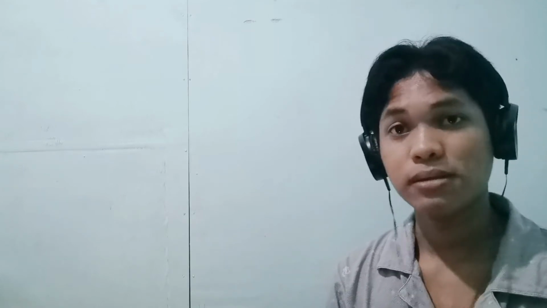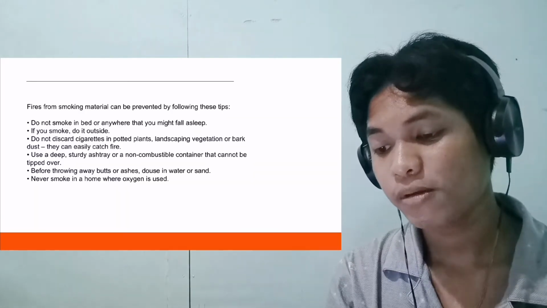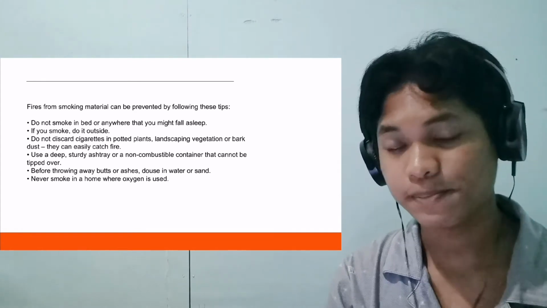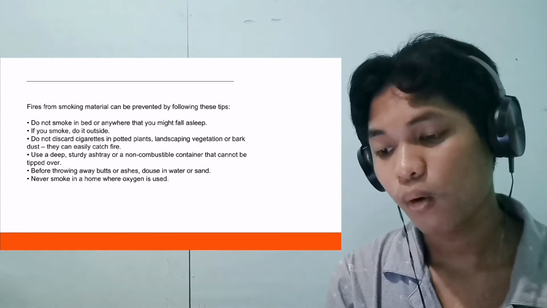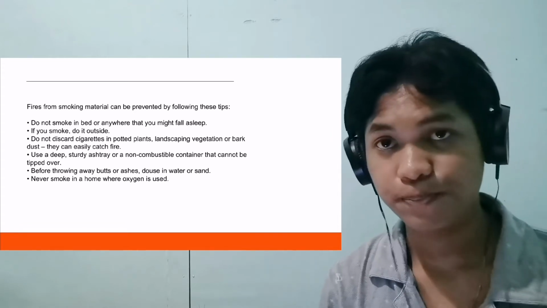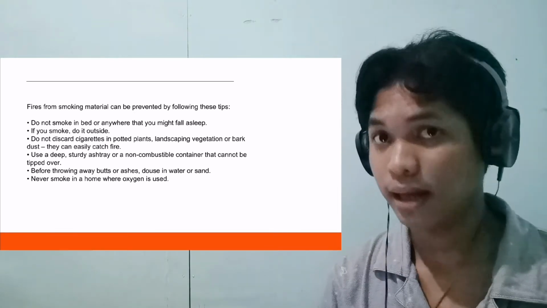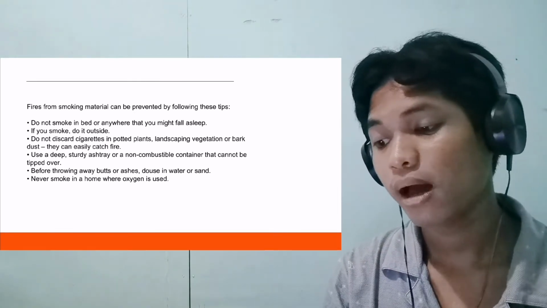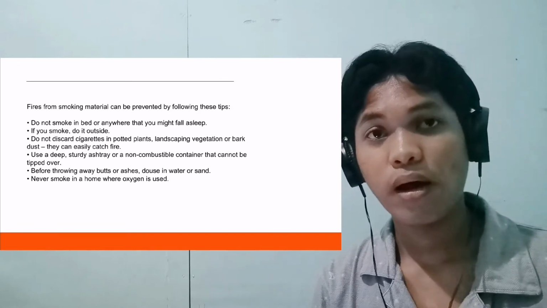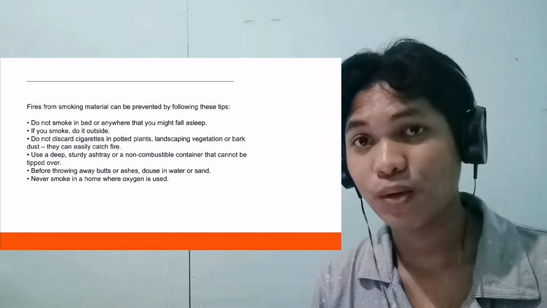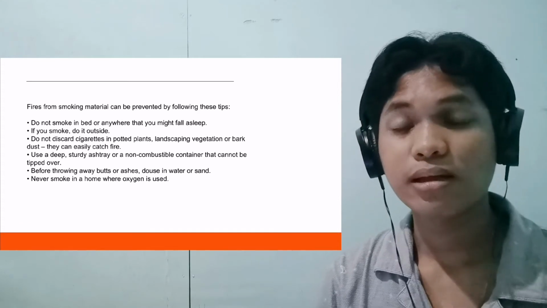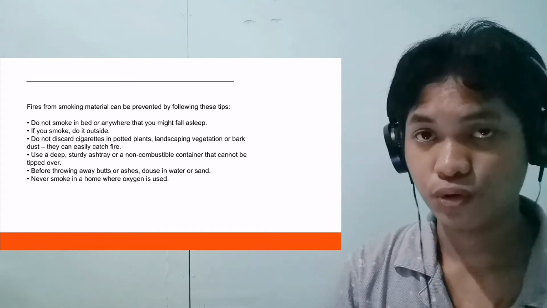So, next one is i-explain ko sa inyo kung ano ang dapat at di dapat na gawin kapag tayo ay naninigarilyo. So, fire from smoking materials can be prevented by following these tips. Number 1. Do not smoke in bed or anywhere that you might fall asleep. So, kapag tayo ay naninigarilyo, huwag tayong manigarilyo sa ating higaan at huwag tayong manigarilyo sa mga lugar na maaari tayong matulog dahil isa ito sa mga sanhi ng sunog.